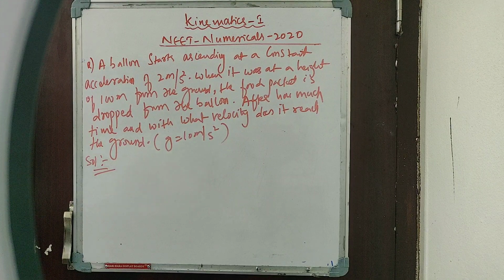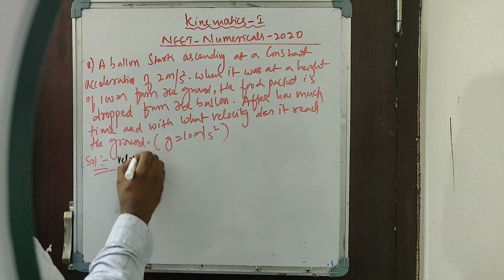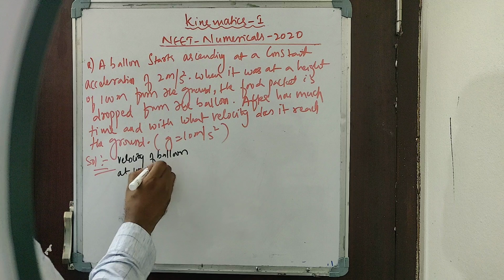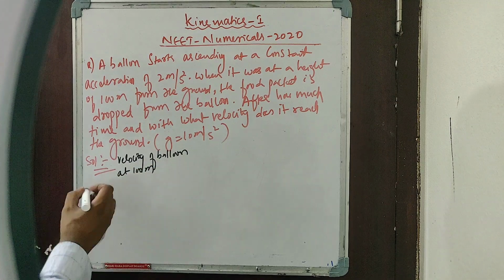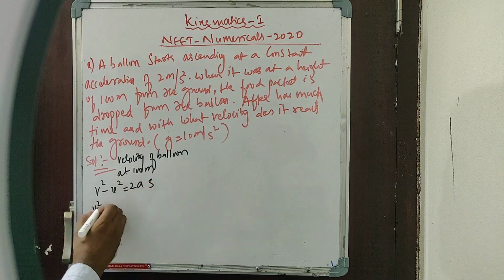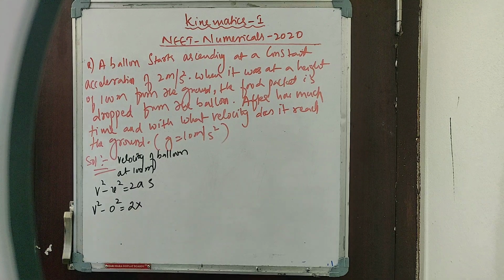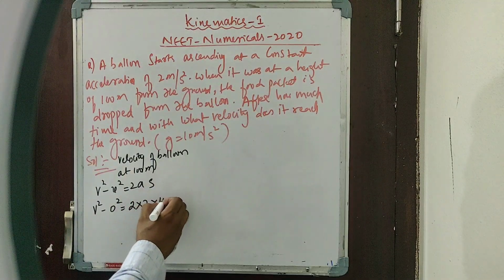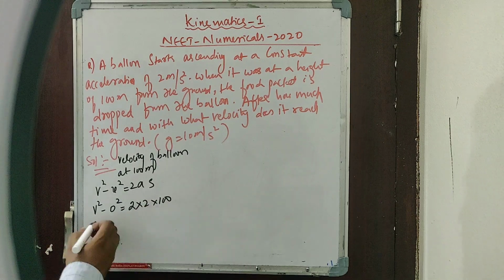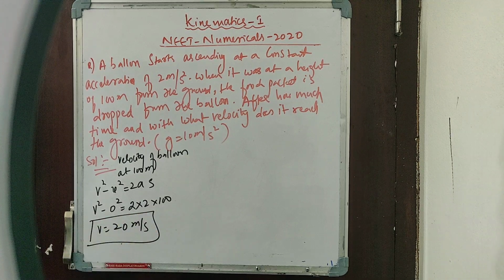So let us try to calculate the velocity of the balloon at a height of 100 meters. What will be the velocity of the balloon? I can use the relation v square minus u square is equal to 2as. So this is v square, initial velocity is 0, 2 into acceleration of the given body, 2 meter per second square, into distance, which is 100. So v square is equal to 400. So v value comes out to be 20 meter per second. So this is the velocity of that one.